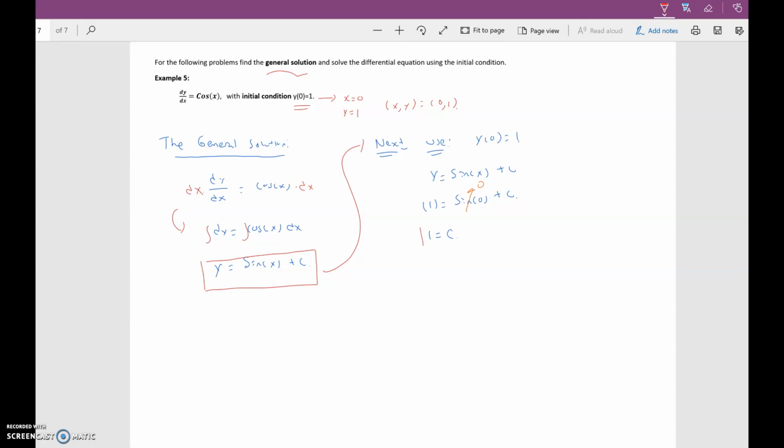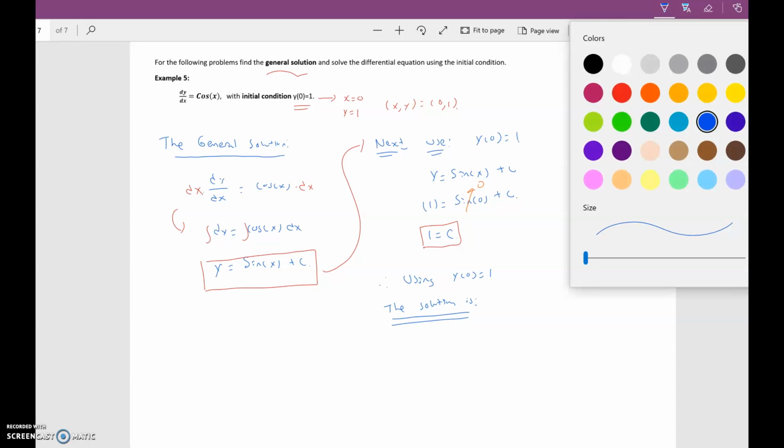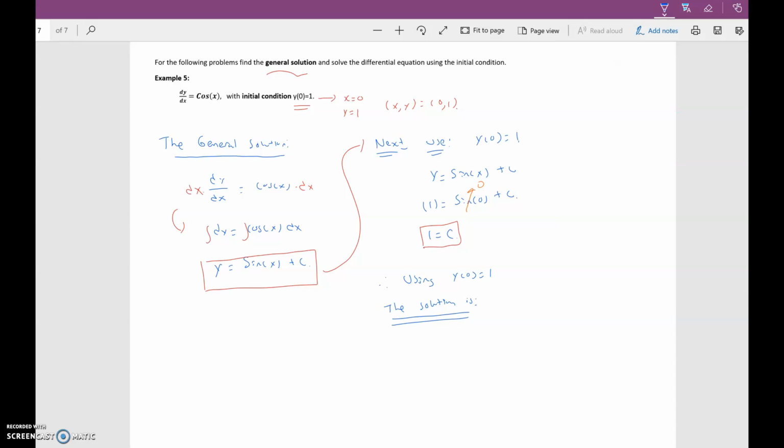So there is a way to find the exact solution given that you're given a coordinate point. In this case, using y of 0 is equal to 1, the solution is y is equal to sine of x plus 1. So your final solution, you don't express it with an actual constant. You express it with the value that we found for the constant.